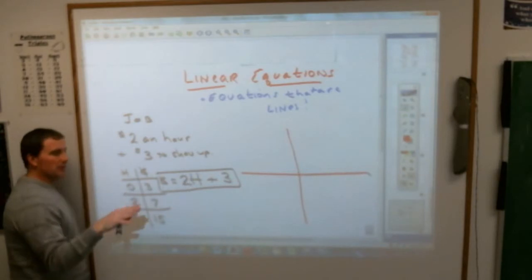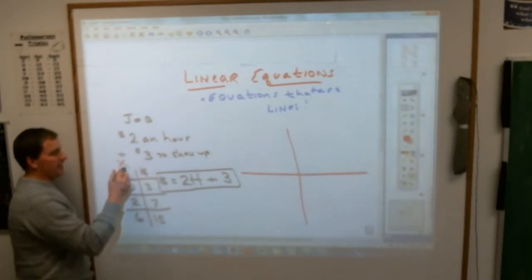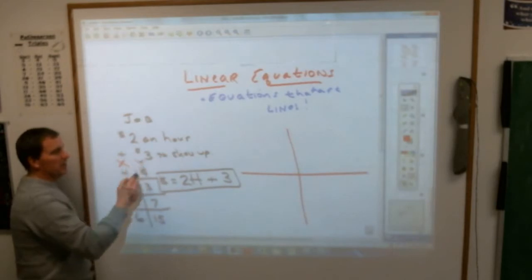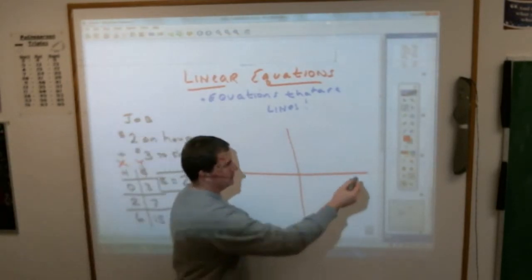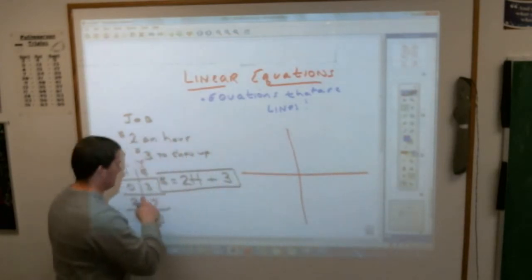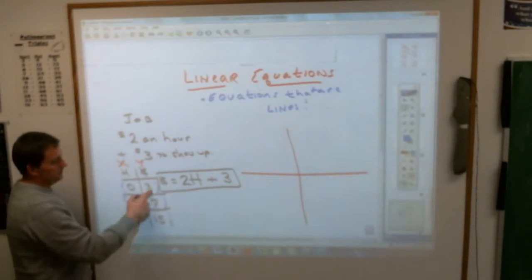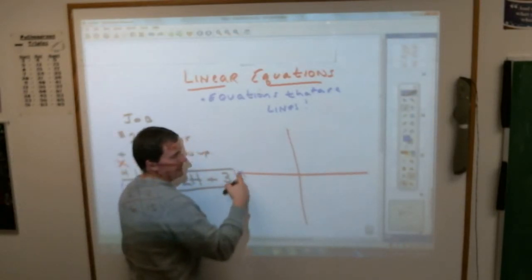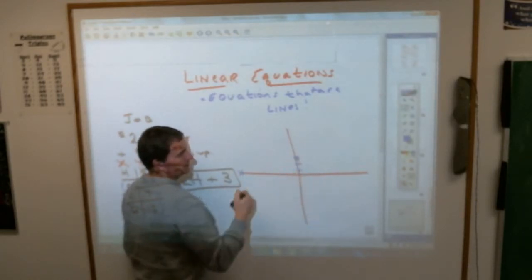Okay, in math, a lot of times for this first number, the input number, we've talked about this before, we call this the x number, the number you input, and the number you get out is the y number. So if I'm graphing this, here's what it looks like. These, by the way, are my coordinates. These are my points. We've graphed points before. 0, 3. x is my amount of time, hours. If I work 0 hours, I get paid $3.